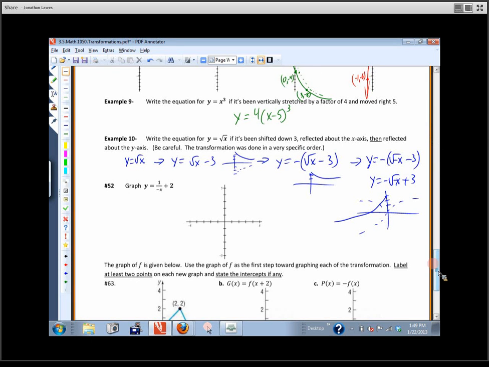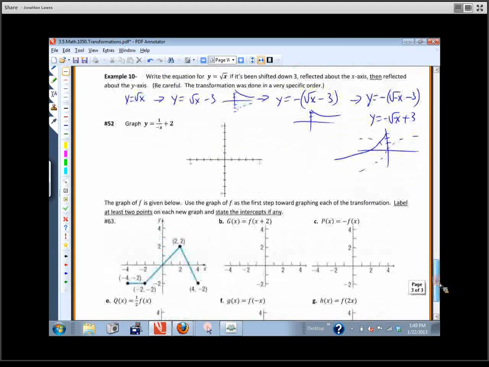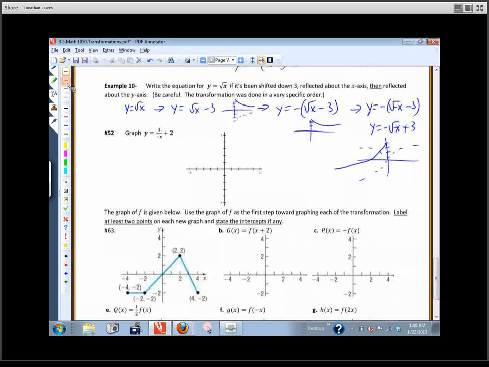Sure? Okay, then we're going to take a look at a couple problems that are either on your assignment or very similar to ones on your assignment. First one is number 52. So it says graph y equals 1 over negative x plus 2. 1 over negative x plus 2.